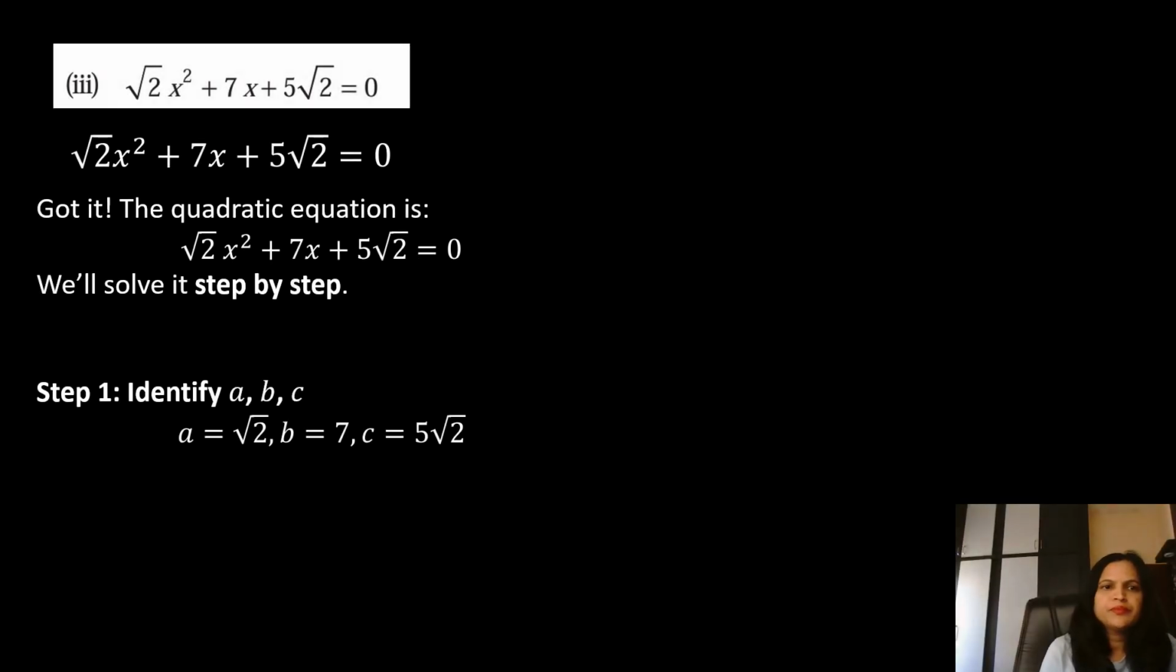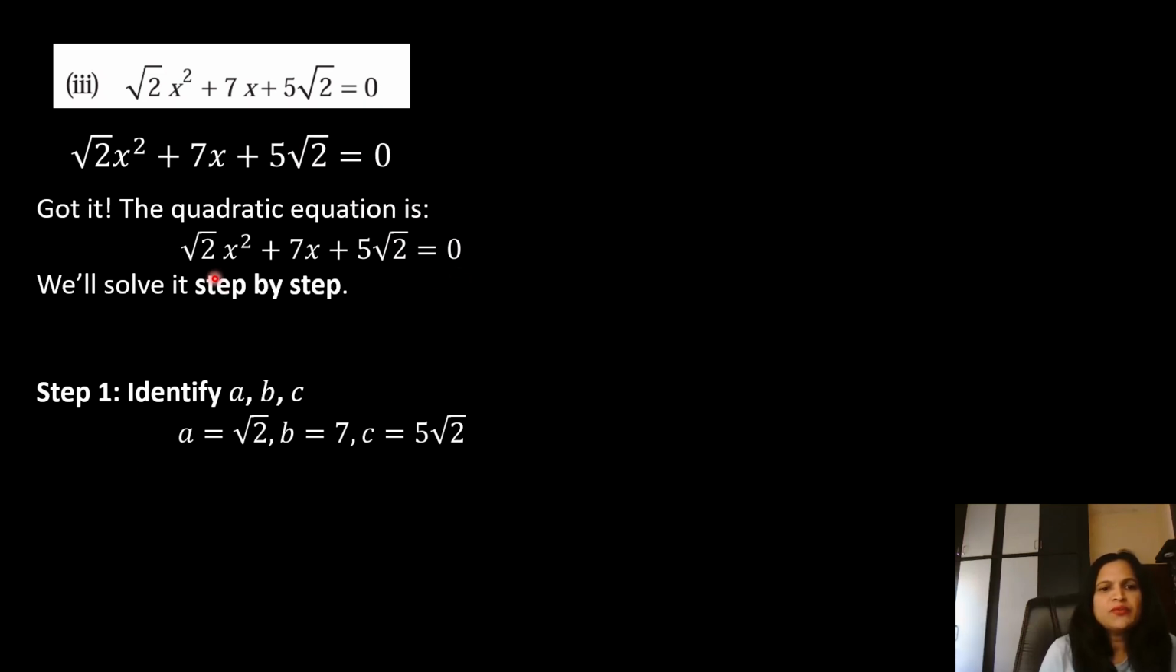Third sum, root 2x square plus 7x plus 5 root 2 equal to 0. Okay, is it a quadratic equation? Got it. The quadratic equation is root 2x square plus 7x plus 5 root 2 equal to 0.